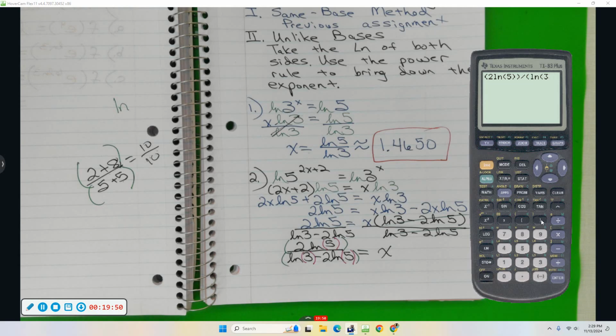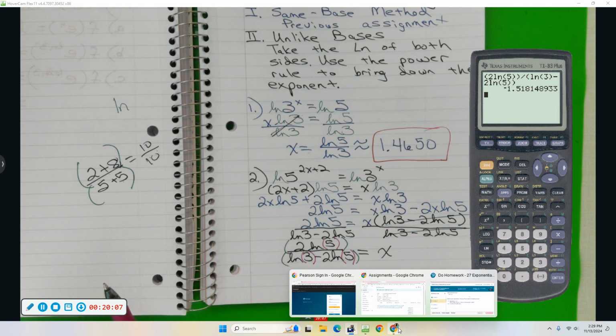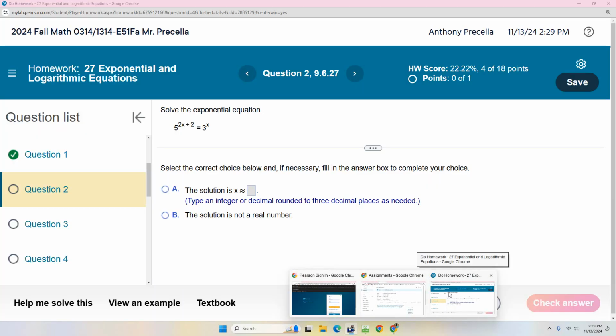3. Close it. Minus 2 ln. Now you're going to have to type in the 5 and close the 5, and then close the denominator. Any questions there? I'm assuming they still want 4 decimal places? Actually, I'm not sure. Let's look and see. 3 decimal places. Pay attention to how many decimal places they want.